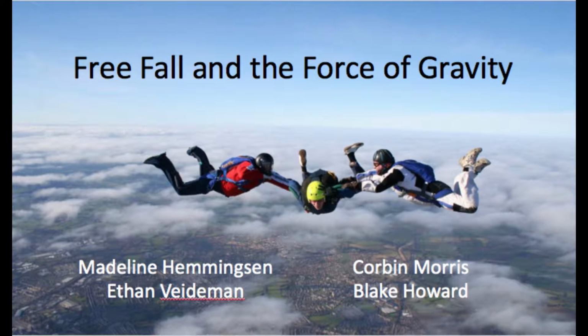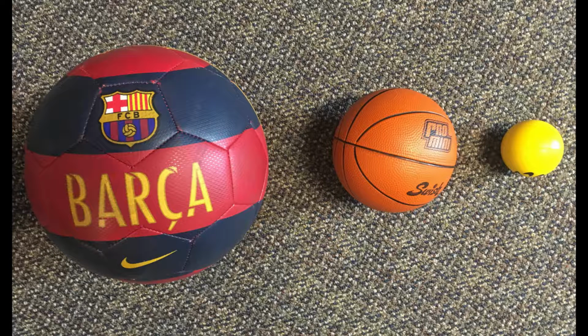When an object is falling, certain forces are acting upon it. In a perfect world, the only force that would be acting on the object and causing acceleration is gravity, otherwise referred to as free fall. In this experiment, we investigated the acceleration due to gravity on 3 spherical objects of similar size and different mass.